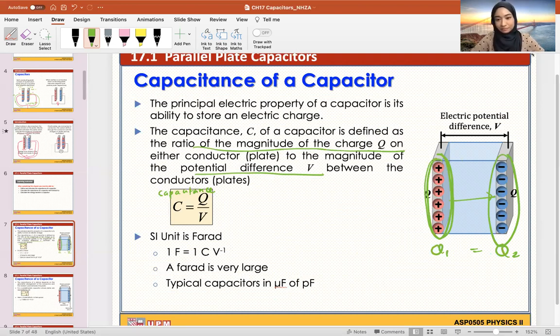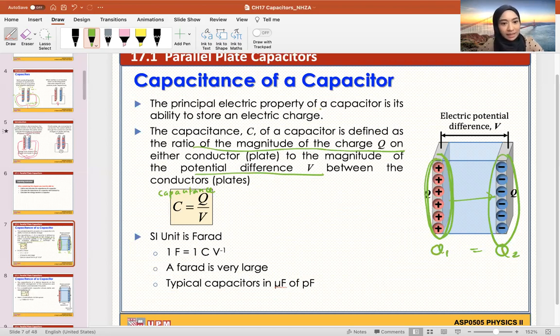Is it because of the mass? No. It's about the negative charges that are donated and received. It is in equilibrium. I'm just going to tell you the answer.